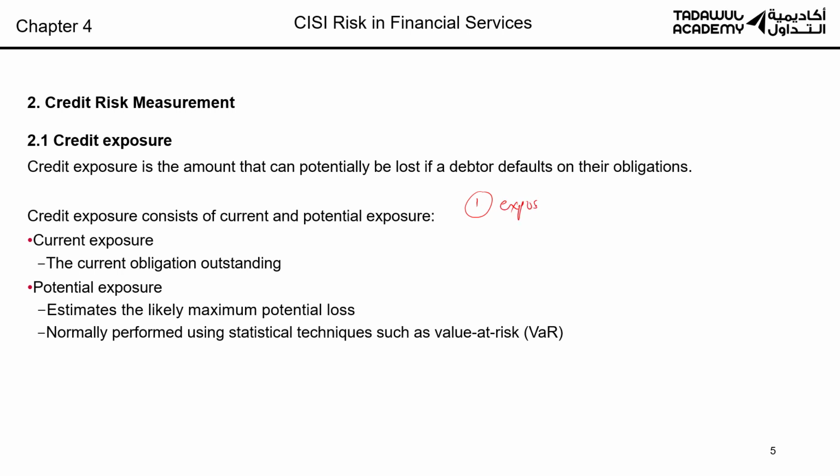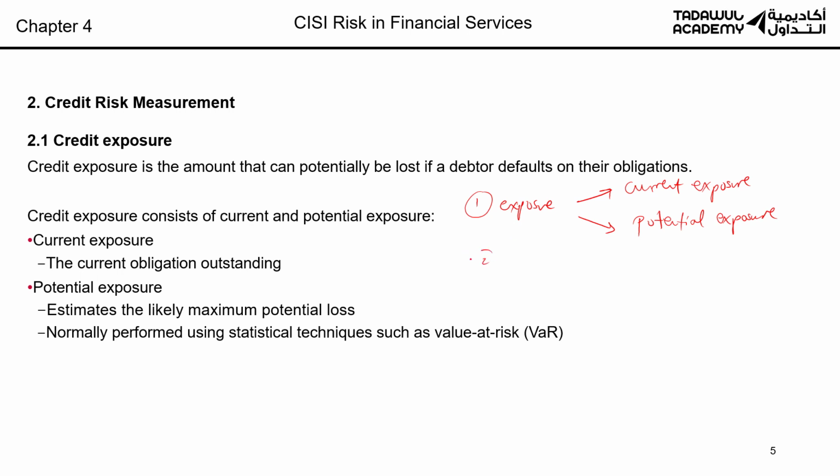Exposure is two types. You've got the current exposure, which is how much the client owes you on the loan now, currently. And you've got the future exposure or the potential exposure. Is there a chance that the client might default in the future? This is the first question.